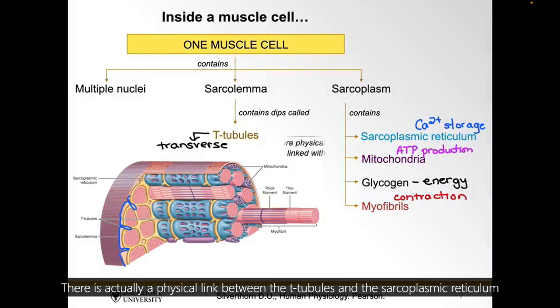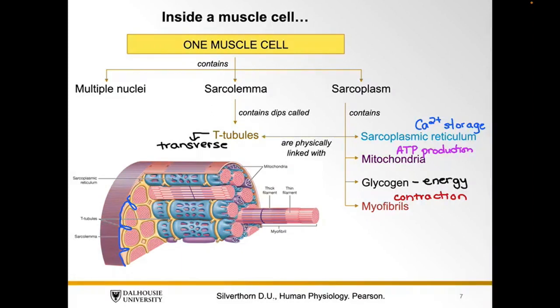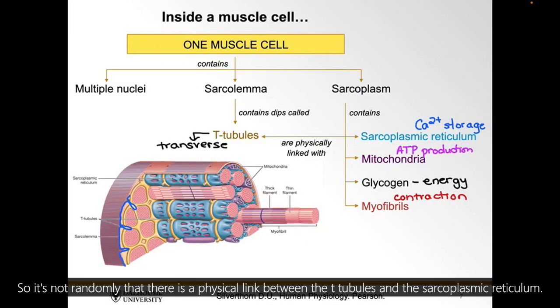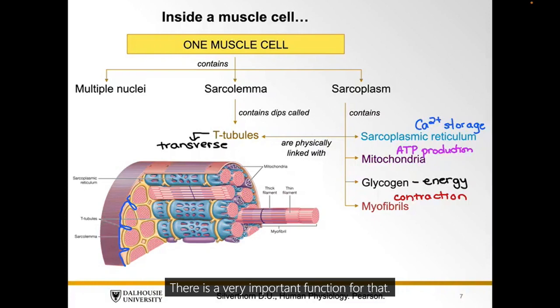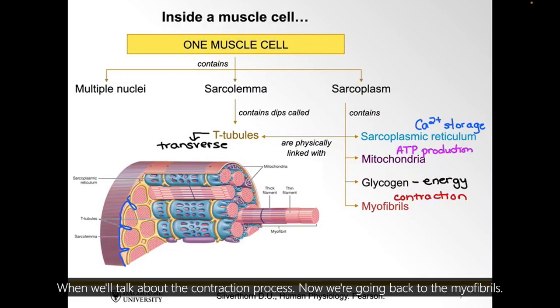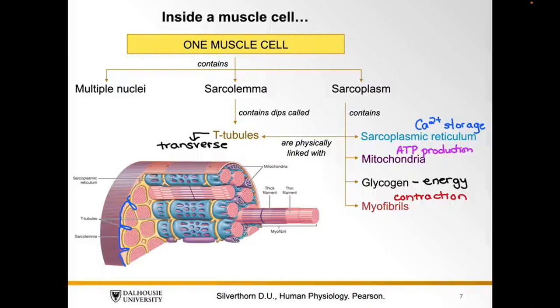which is in blue here, on either side. There is actually a physical link between the T-tubules and the sarcoplasmic reticulum. And once again, remember that structure matches function. So it's not randomly that there is a physical link between the T tubules and the sarcoplasmic reticulum. There is a very important function for that when we'll talk about the contraction process.